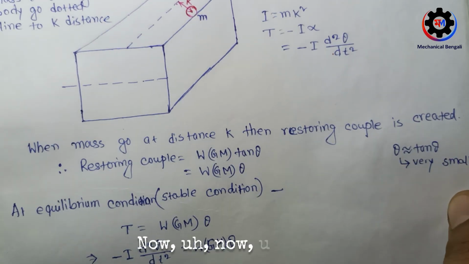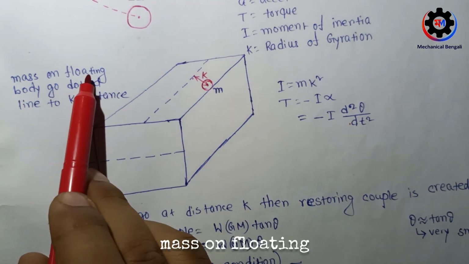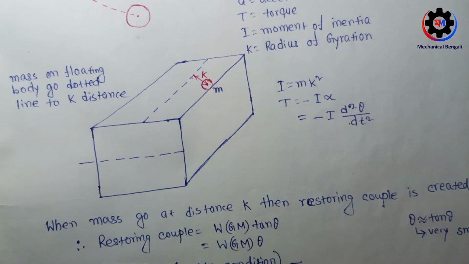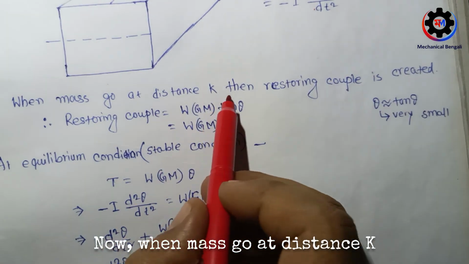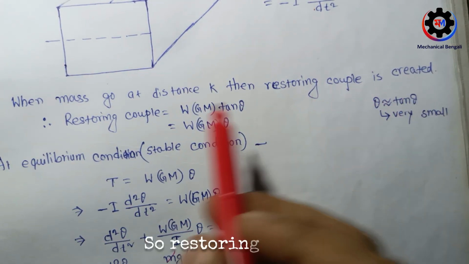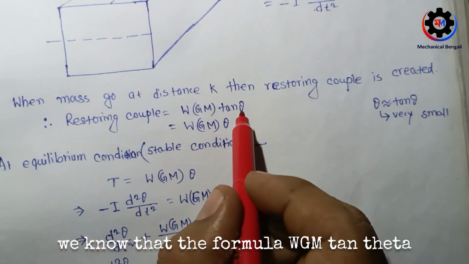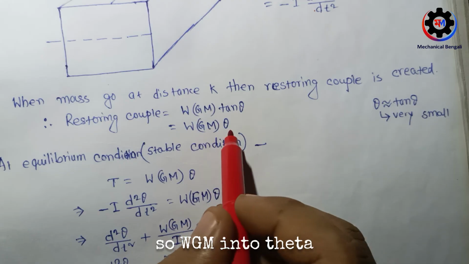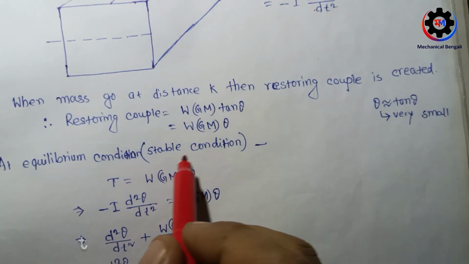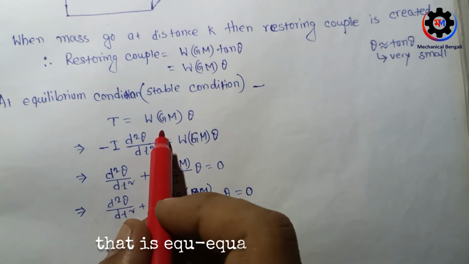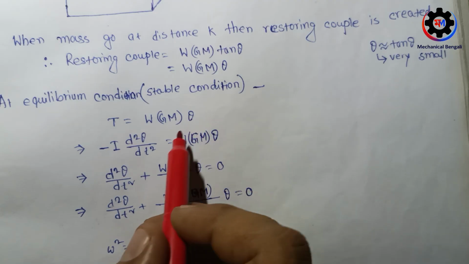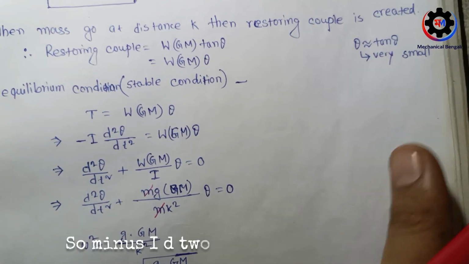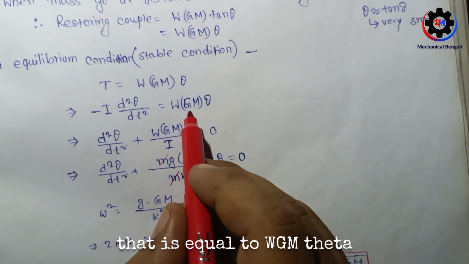Now here the mass of the floating body moves to a distance k. When the mass moves, a restoring couple is created. The restoring couple formula is W GM tan theta. As theta is very small, tan theta is theta, so it is W GM into theta. At the stable equilibrium condition, T equals W GM theta. What is the value of T? That is minus I d2 theta upon dt square. So minus I d2 theta upon dt square equals W GM theta.